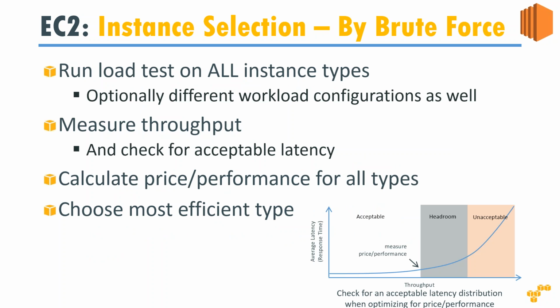And finally is the brute force. What happens here is you run your resource on a particular instance type, run some load test, find out the load test parameters, and then find out the throughput parameters and see whether it is acceptable or not. If it does not have acceptable latency, then start with another instance and do all the tests again.